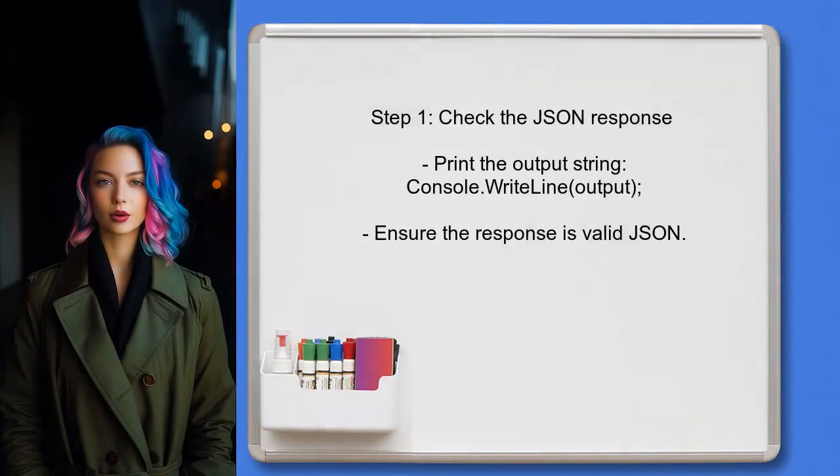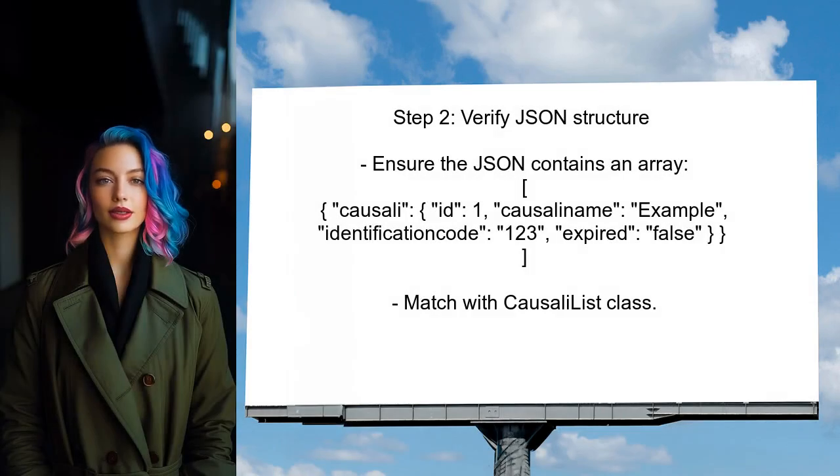To begin solving this issue, the user should first check if the JSON response from the web request is being received correctly. This can be done by printing the output string after reading the response. Next, the user should verify that the JSON structure matches the classes defined in the code. The user needs to ensure that the JSON contains an array of objects that correspond to the causal list class.